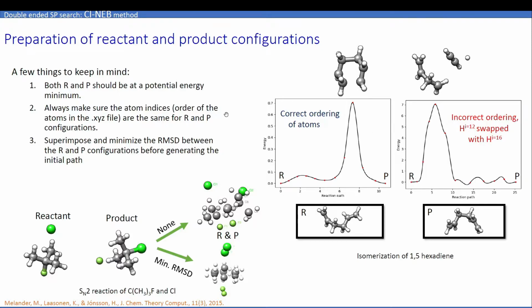The third issue is to keep in mind to always superimpose and minimize the root mean square deviation between the reactant and product configuration before generating the initial path. As you can see in the example here, this will serve to remove trivial displacement along the path caused by the global rotational and translational degrees of freedom, and hence increase the resolution of the path where a finite number of images are used.